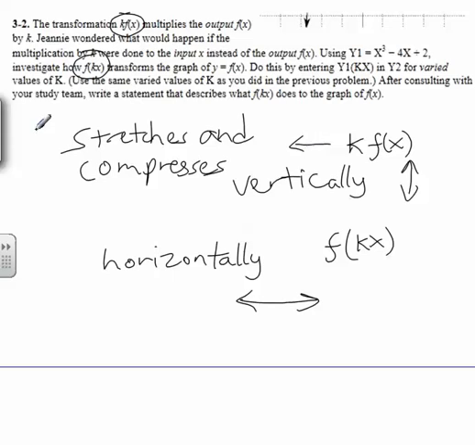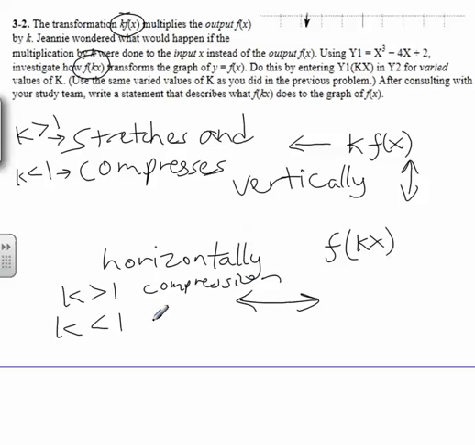In this case, if k is greater than 1, we get a stretch. If k is less than 1, we get compression. Well, when we do this one, it seems backwards of that. If k is greater than 1, we get a compression. And if k is less than 1, we get a stretch horizontally.